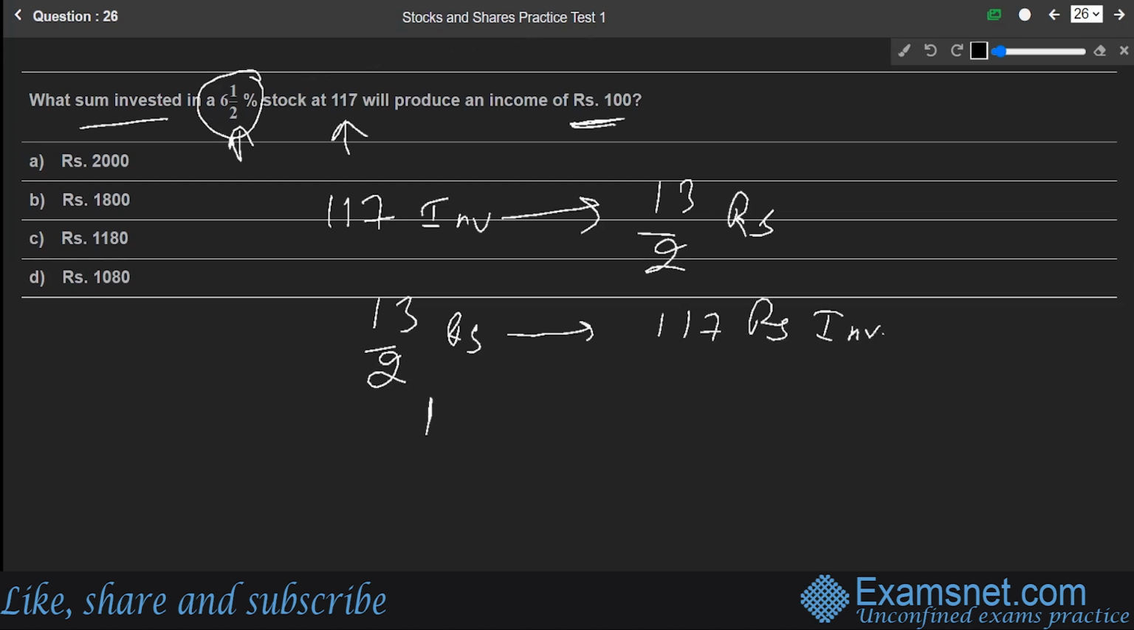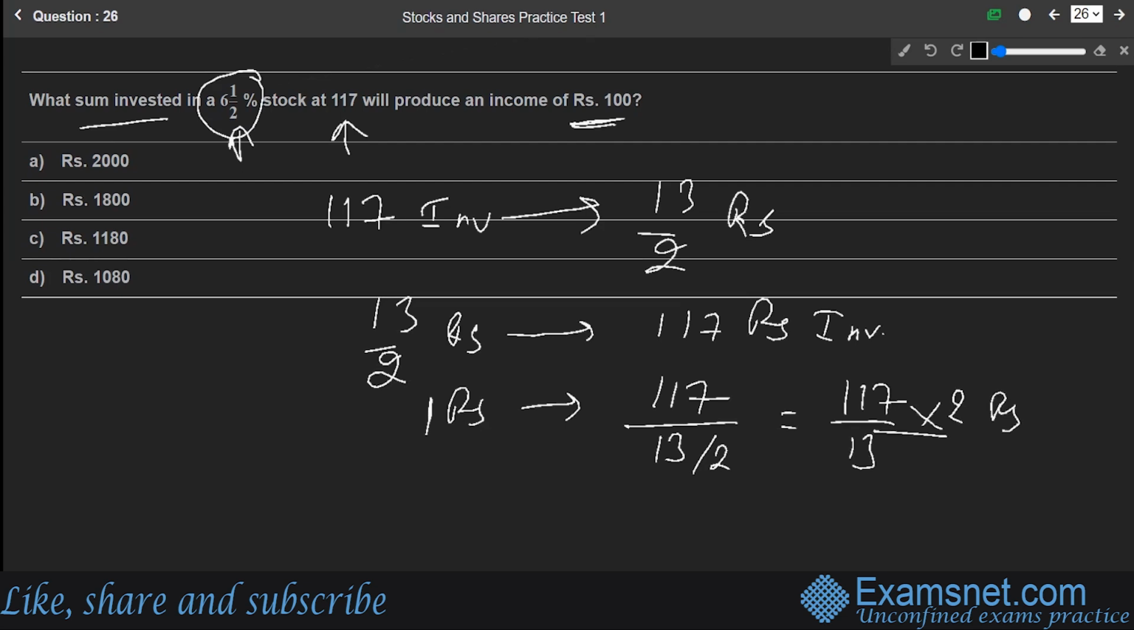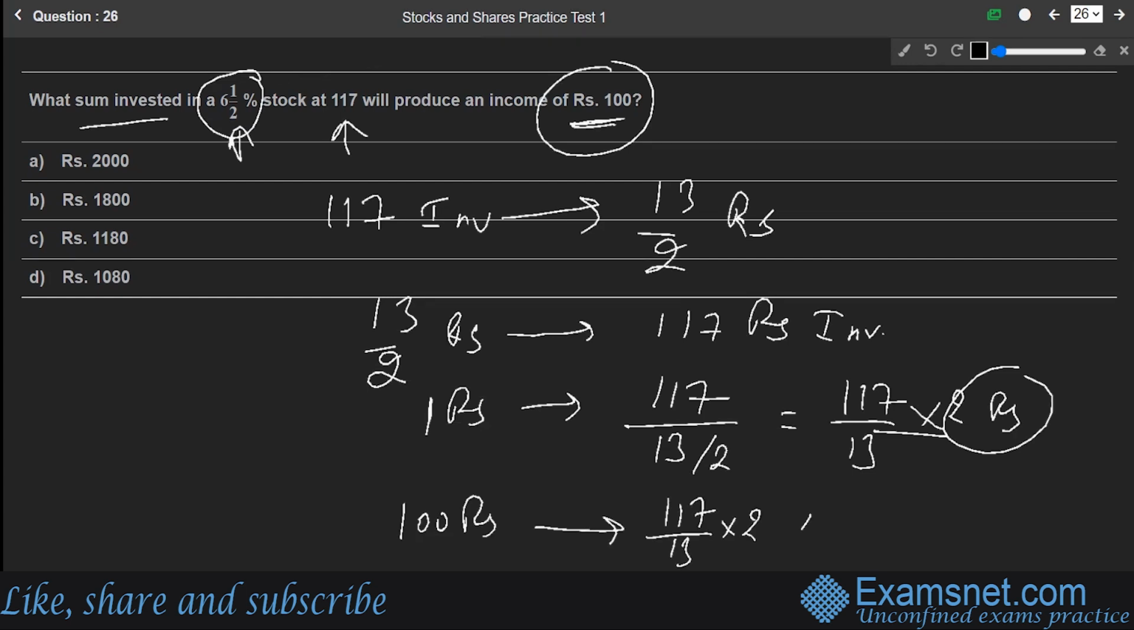So if you want to earn 1 rupee, how much will you have to invest? 117 divided by 13 by 2, which can be simply written as 117 divided by 13 into 2 rupees. This much you will have to invest. So how much do you want to earn? You want to have an income of rupees 100. So 117 divided by 13 into 2 into 100. This much you will have to invest.